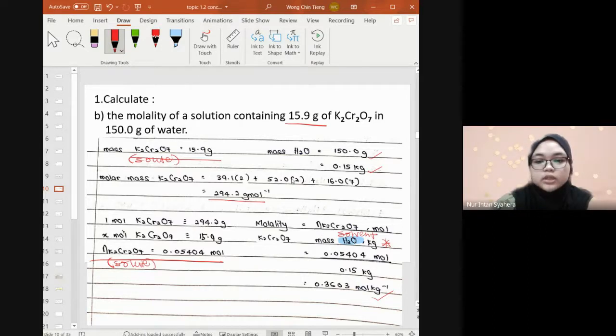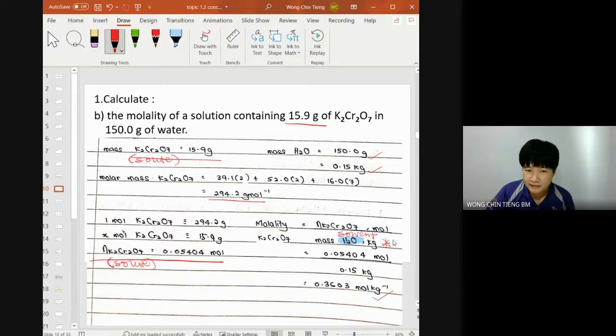Kalau macam tu boleh ke kita terus tulis mass H2O? Kat sini saya still akan bagi markah sebab soalan ni memang solvent dia H2O. So saya still bagi markah soalan ni. Tapi dari segi concept of molality, dari segi formula molality dia bukan mass of water. Formula molality adalah mass of solvent. Okay, soalan ni teacher still bagi markah. Cuma kalau soalan lain tak boleh dah. Alright, tak boleh dah. So soalan ni saya still bagi markah.